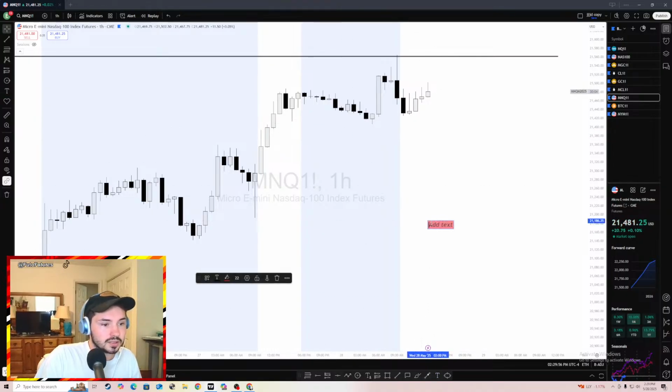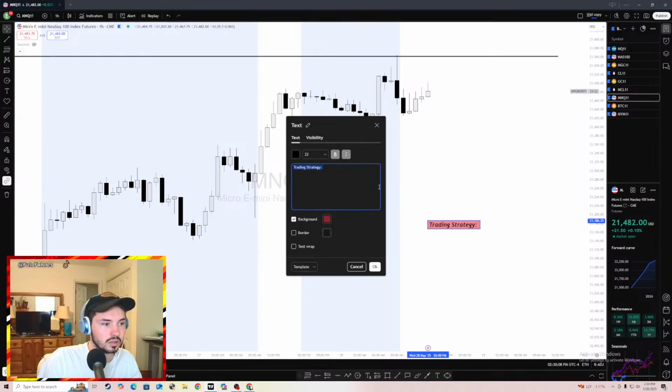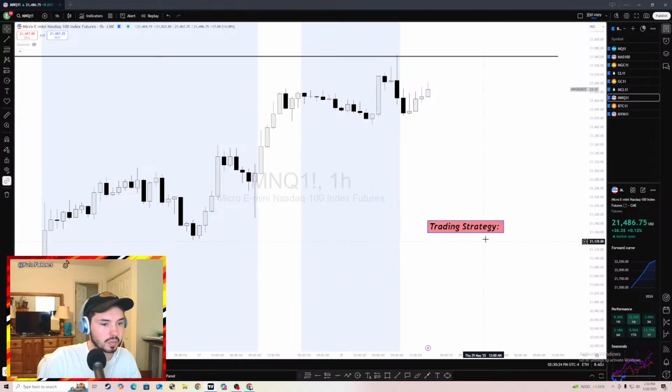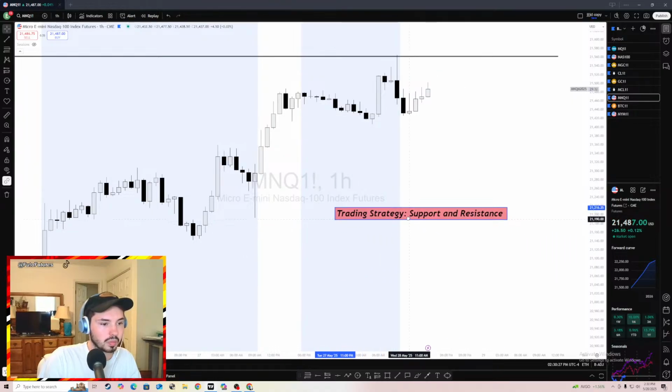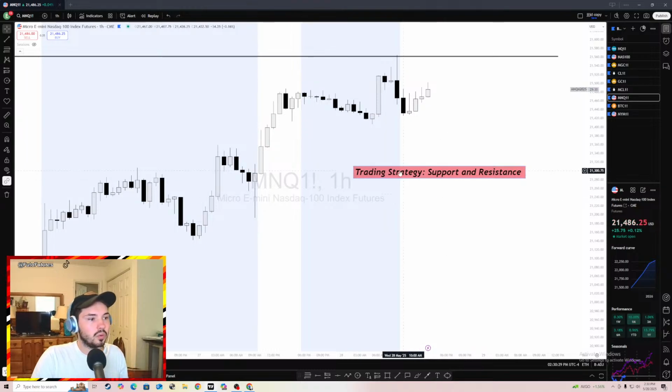So I'm just going to do this. Let's just say we have a trading strategy. Give me 1 second, let me make this bigger so people can see. Support and resistance levels. So let's say my trading strategy is support and resistance.